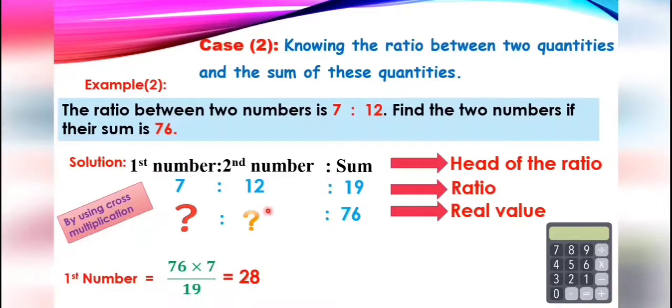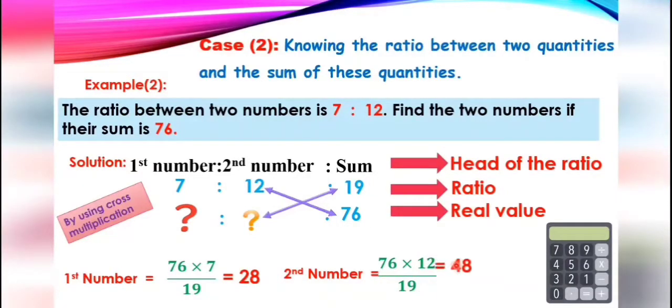So to find the second number, here I will imagine that the column of the first number does not exist. By using the cross multiplication method, I will multiply the two opposite numbers, 12 multiplied by 76 and divided by 19. The second number is 76 times 12 divided by 19. By using the calculator, the answer will be 48.